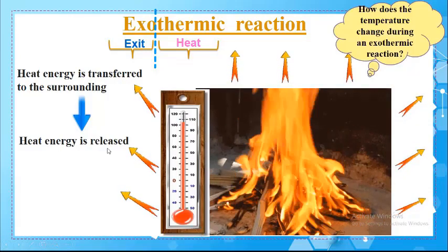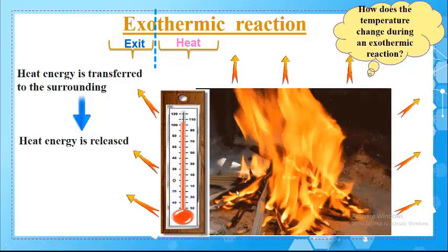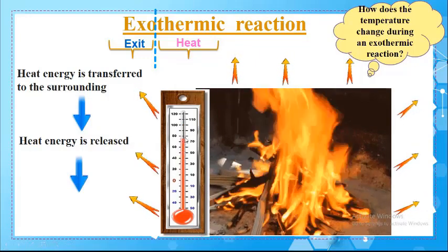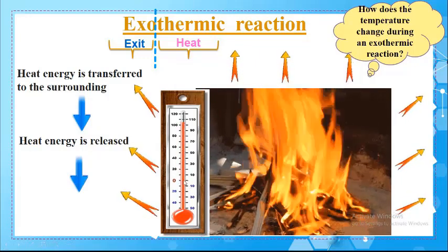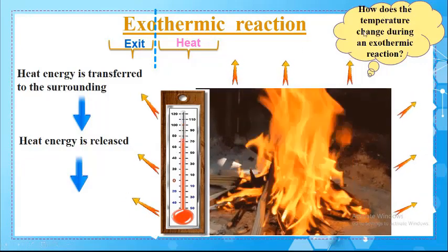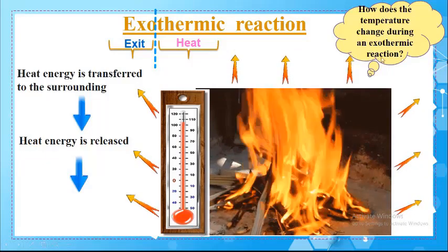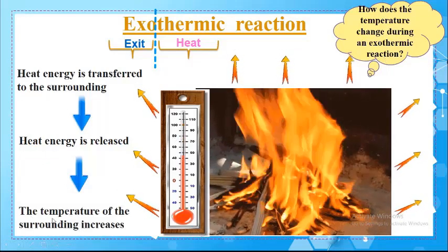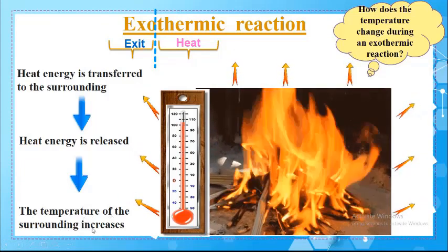And what happens to the temperature during an exothermic reaction? Observe the thermometer. Yes, what happens? Do you see? It's increasing as you see. Nice. Then, as a consequence, the temperature of the surrounding increases.